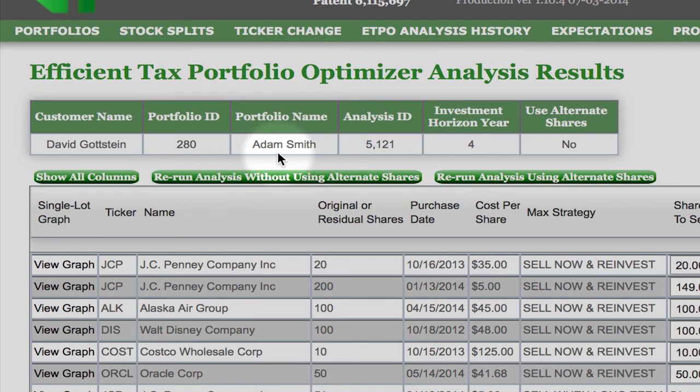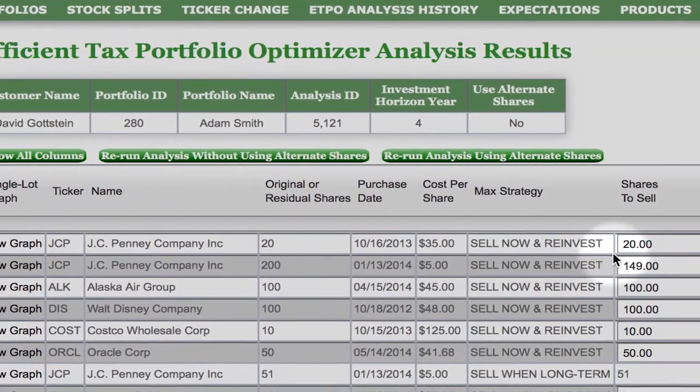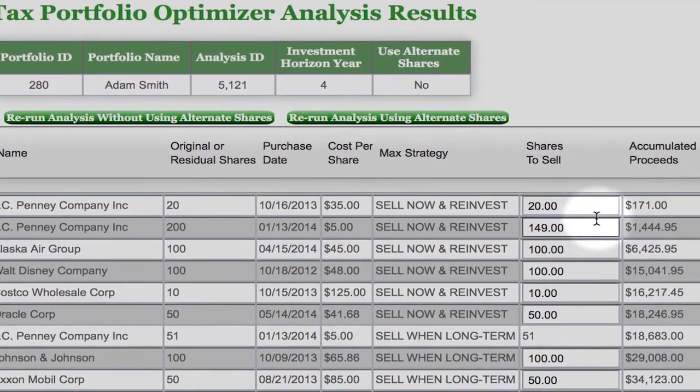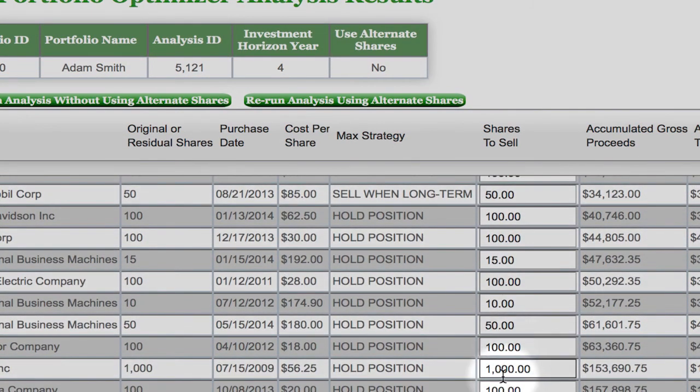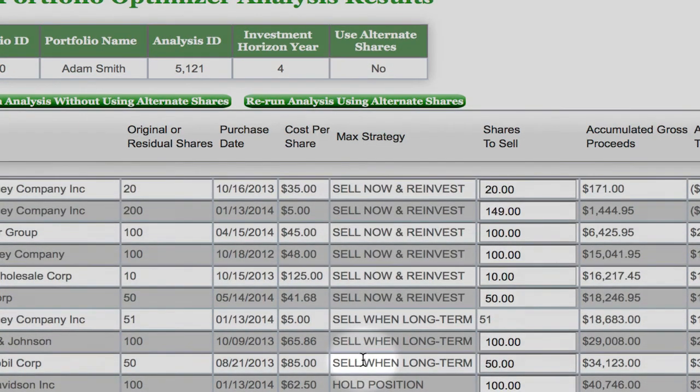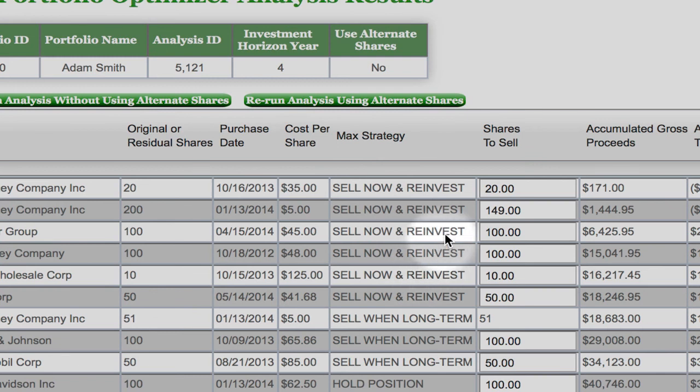An Efficient Tax Portfolio Optimizer analysis has investors sell tax lots first that lead to the greatest extra after-tax wealth over a chosen time horizon, while keeping those tax lots with the greatest after-tax return potential remaining. The results set ranks in order of value-added attractiveness, or alpha, partial or whole tax lot shares recommended to be sold in the optimization process.